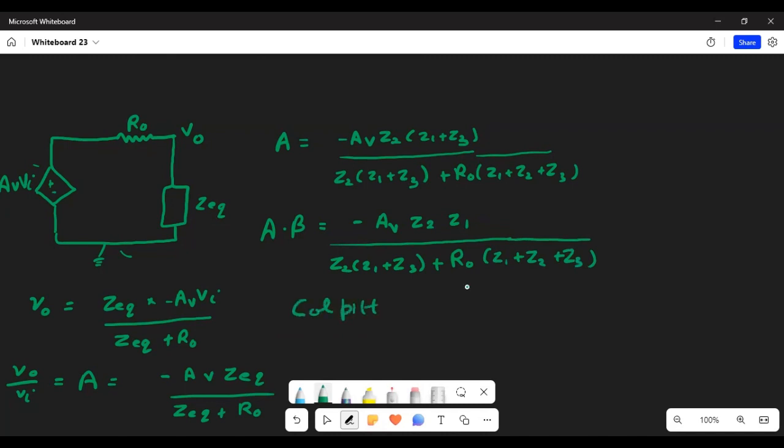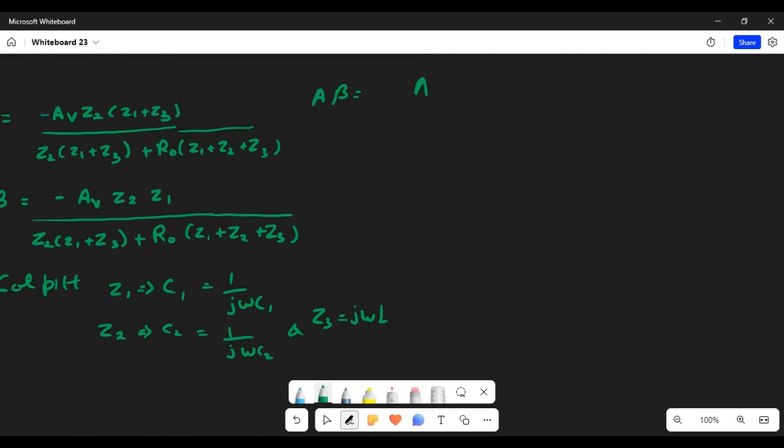For the Colpitts oscillator, Z1 is capacitor C1, 1 upon J omega C1. Similarly, Z2 will be capacitor C2, which will be 1 upon J omega C2. And Z3 is an inductor, so Z3 equals J omega L. Now we put these values of Z1, Z2, Z3 in the equation for A beta: AV upon J omega R naught (minus C2 minus C1 plus omega square L C1 C2) plus omega square L C1 minus 1.